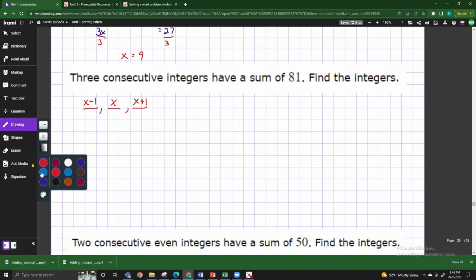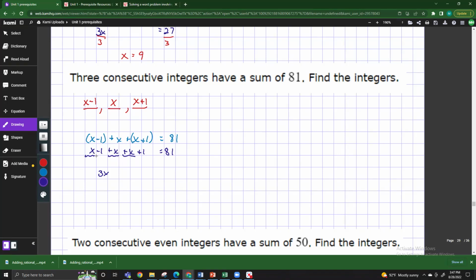So adding those together, I have x minus 1 plus x plus x plus 1. They have to add up together and equal 81. Rewriting it so you can see all the things: x minus 1 plus x plus x plus 1 equals 81. So I have 3 x's, and the negative 1 and positive 1 cancel out, so 3x equals 81. Divide by 3, and x equals 27.